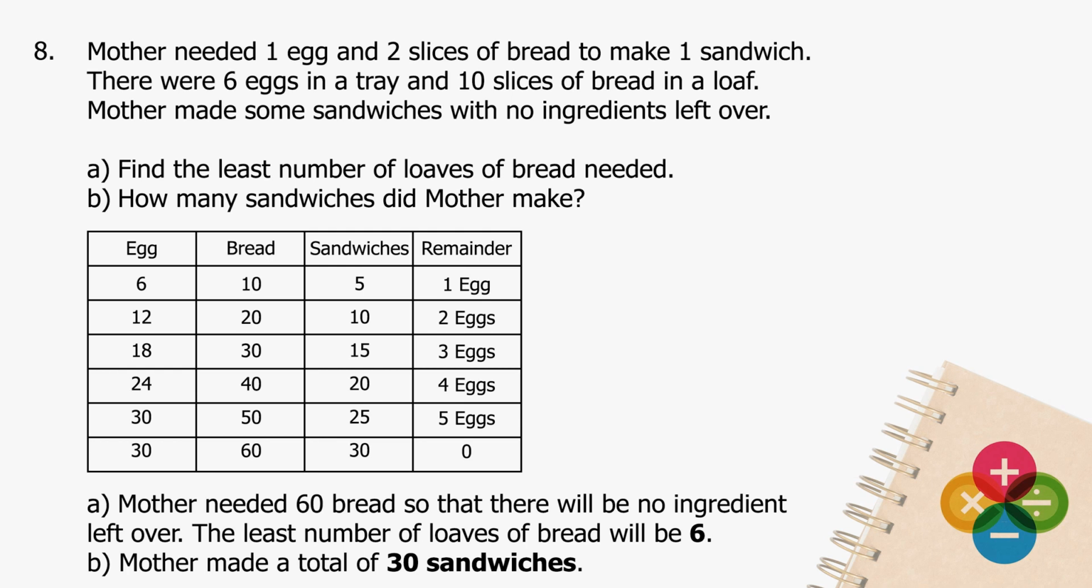With 5 eggs left over, mother will need 1 more loaf of bread to make another 5 sandwiches and there will be no ingredient left over. A. Mother needed 6 loaves of bread so that there will be no ingredient left over. B. Mother made a total of 30 sandwiches.